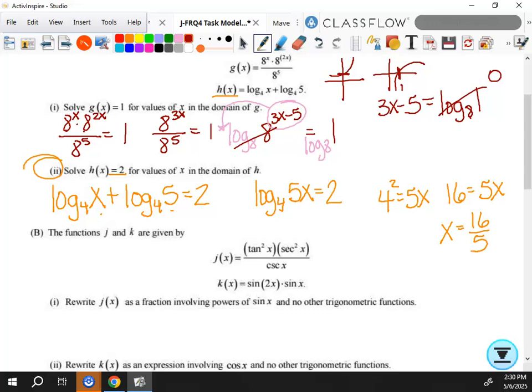And then I'm going to add 5, so I get 3x equals 5, and x equals 5/3. Okay, we good on that? What questions do you have?